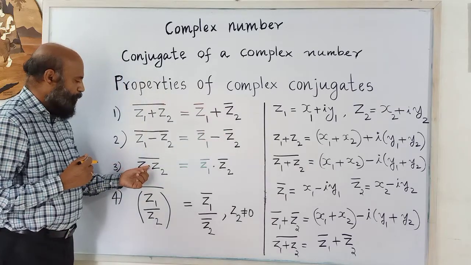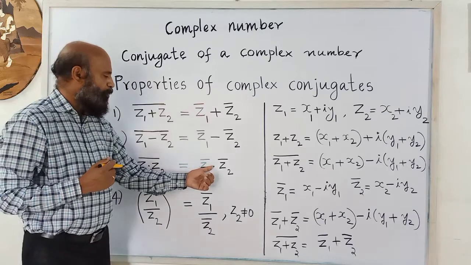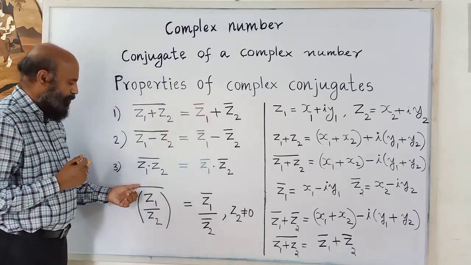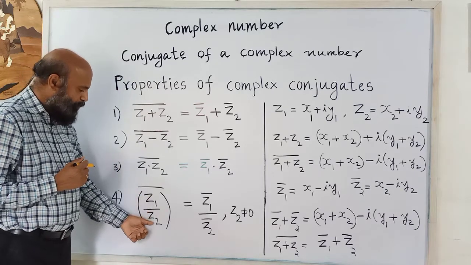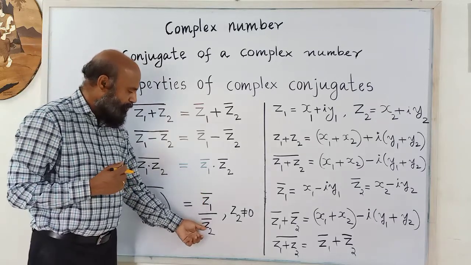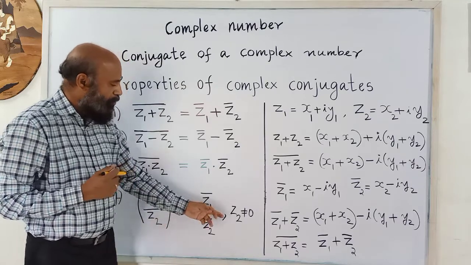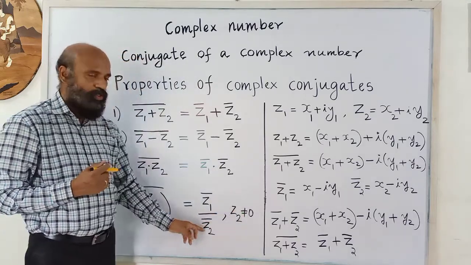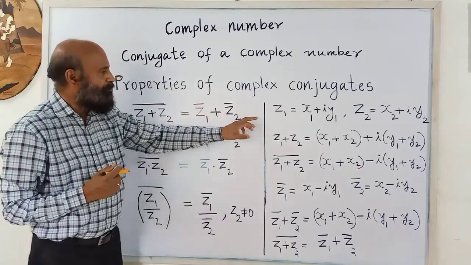This is the conjugate of the product, which is equal to the product of the conjugates. Here we are dividing Z1 by Z2, then taking the conjugate. Here we are taking the conjugate, then dividing. Both are the same. Now Z2 should not be 0 because we are dividing by Z2. Proof for the first one is given.